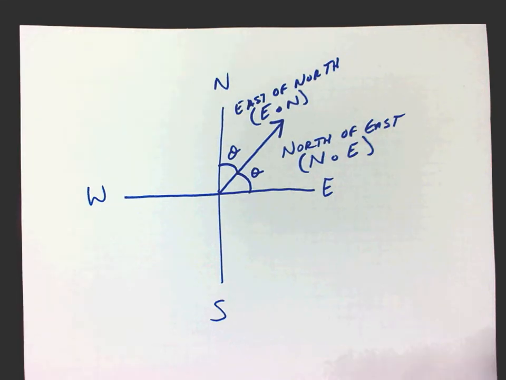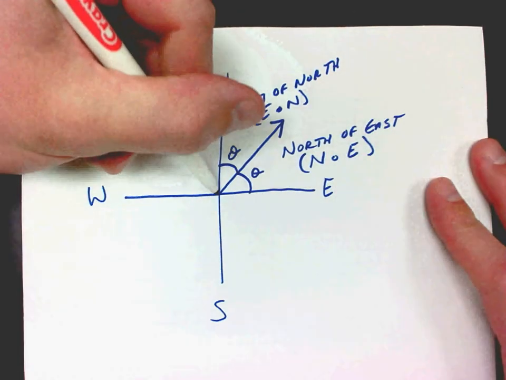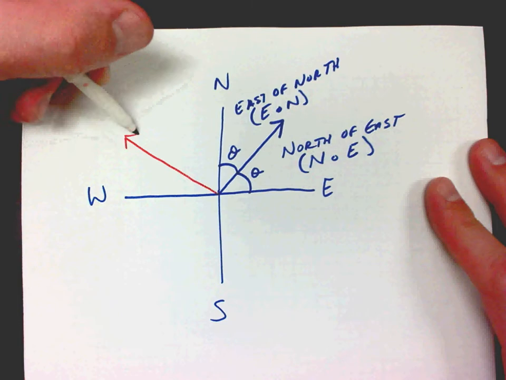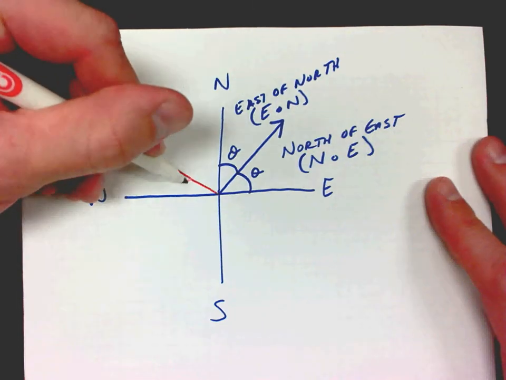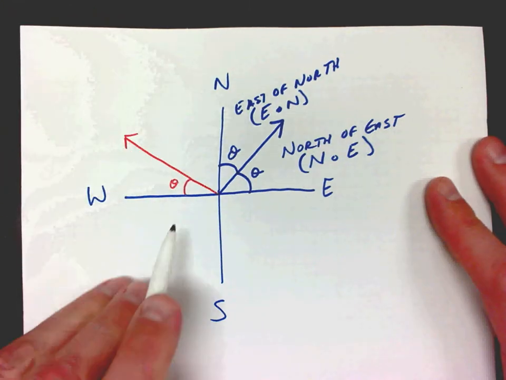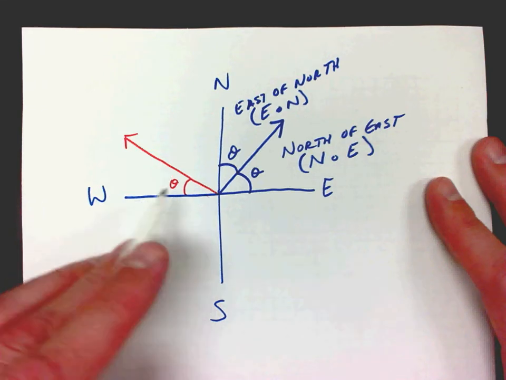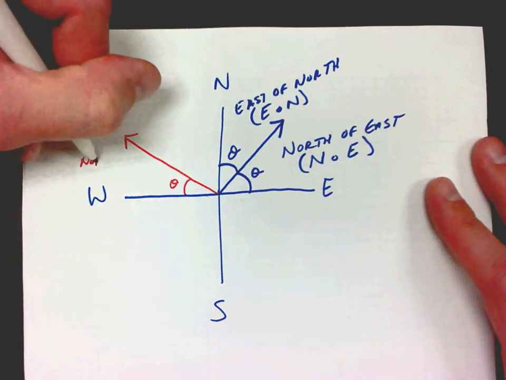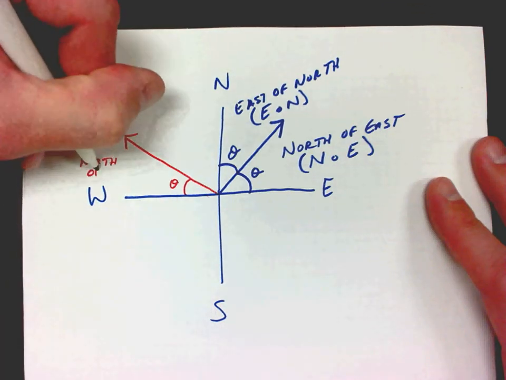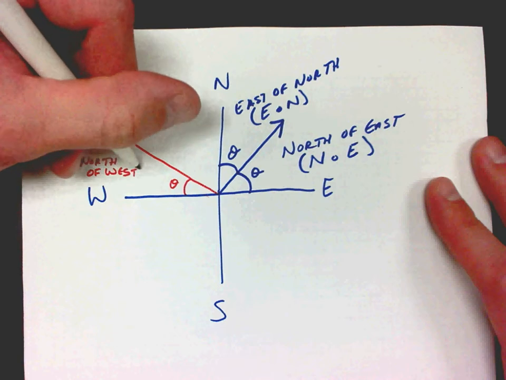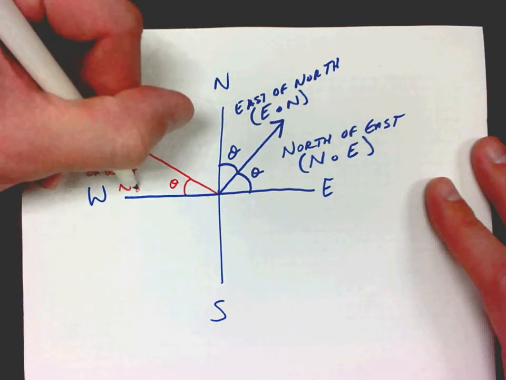All right, what happens if we pop over here to the second quadrant and we have this guy and we measure this angle? There's theta. This one's being measured from the west line. To get to our vector, we have to go north. So this is north of west, and N-O-W.